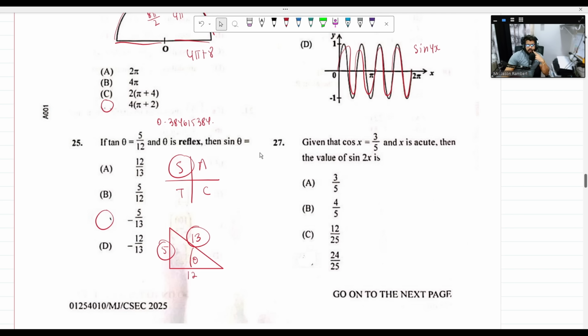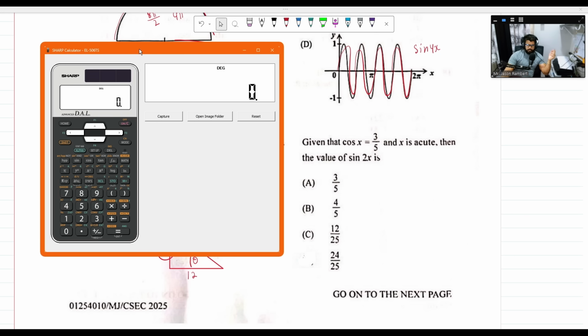So this number 27 and number 25 are very, very similar. Given that cos x is equal to 3/5 and x is acute. If x is acute, all trigonometric ratios are positive. The value of sine 2x is, I'm going to do the same thing again. x is equal to cos inverse of 3/5. Sine 2x. Now on my calculator, I don't have to store it. I could just say sine of 2 multiplied by the answer is 0.96. And 0.96 as a fraction is 24/25.